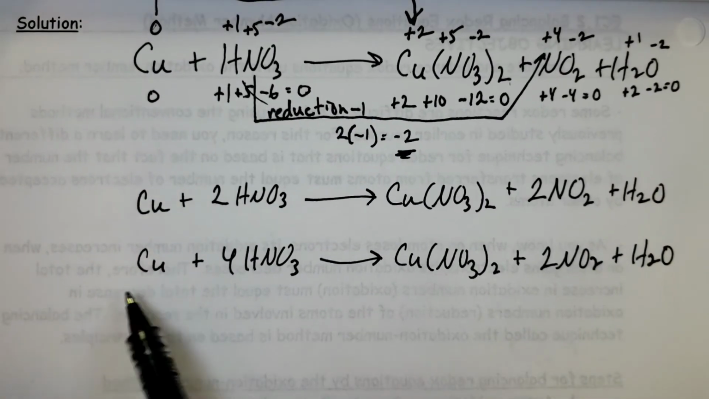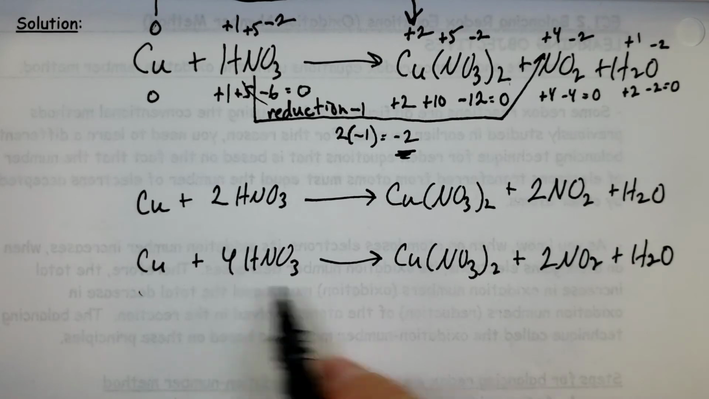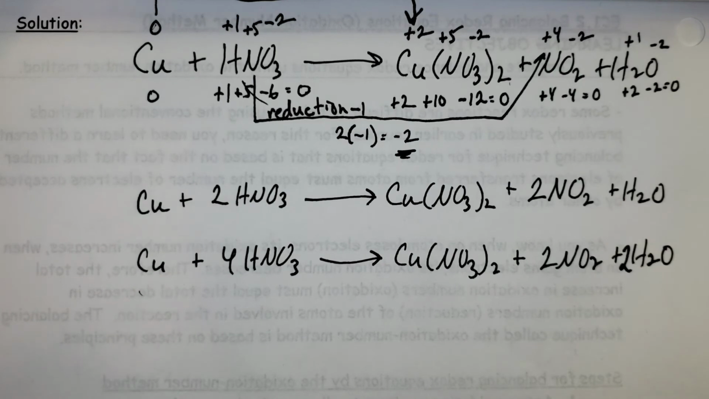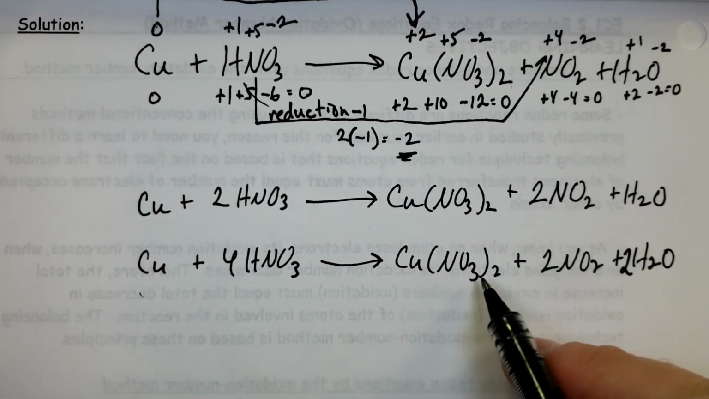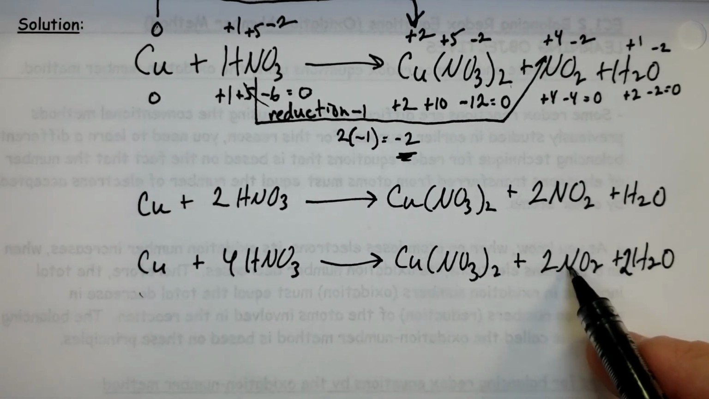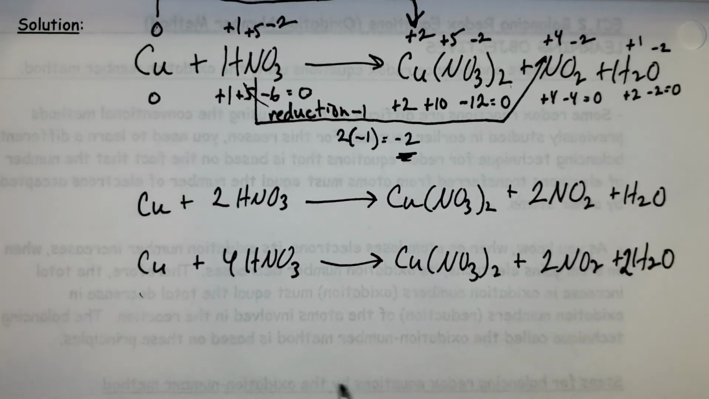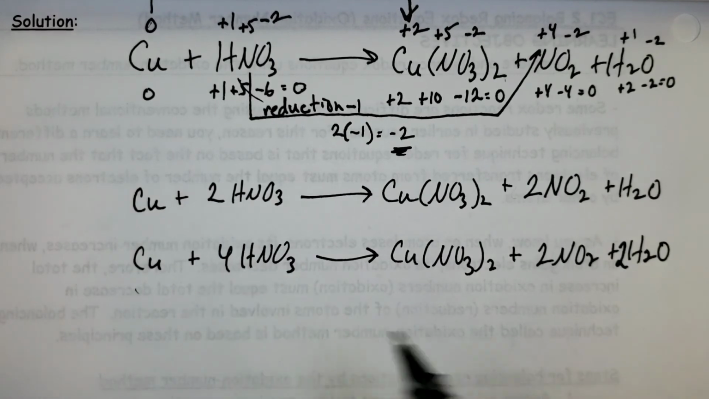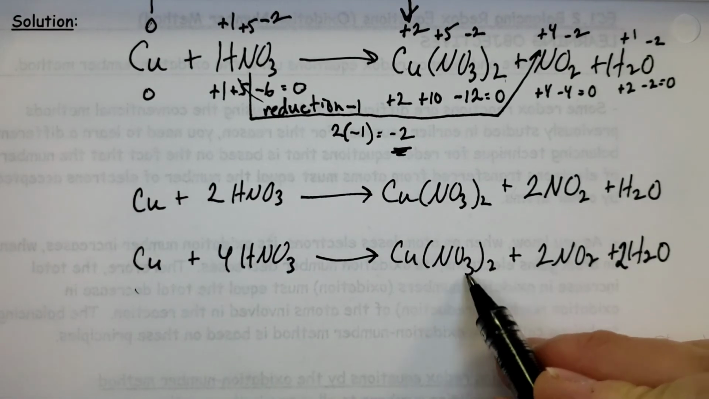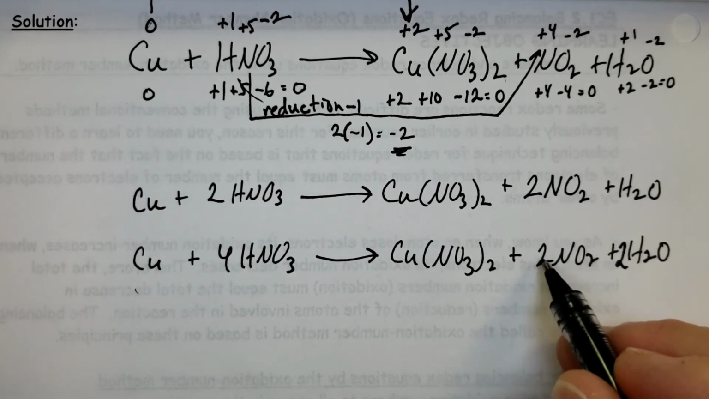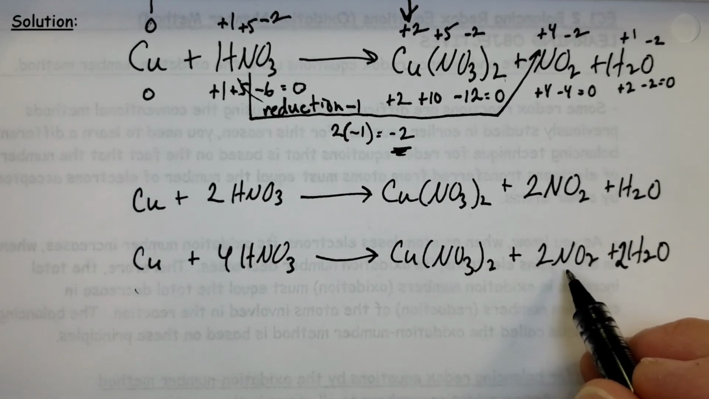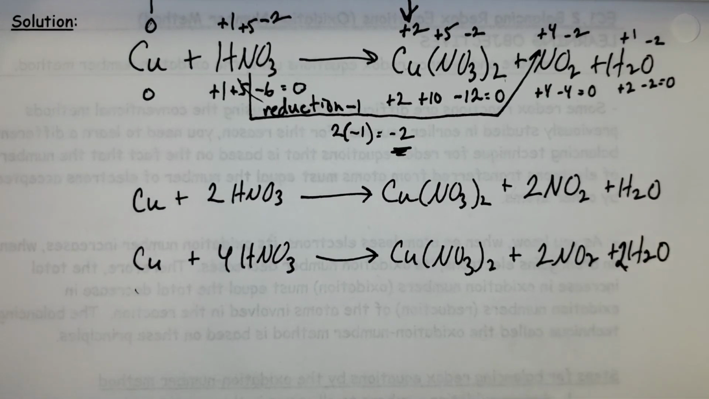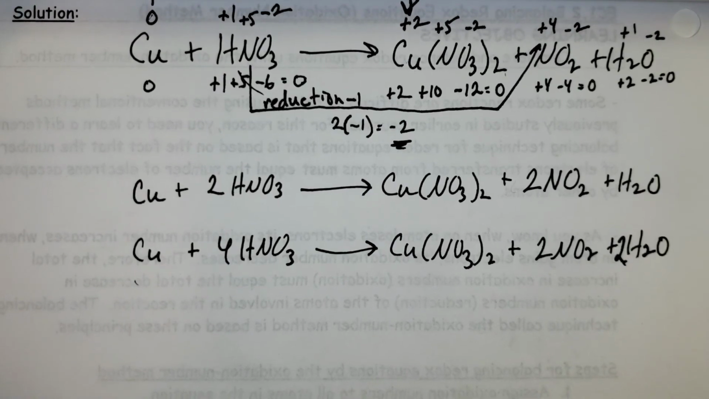So let's see what we got now. 1 copper, 4 H's. Oh, I'm going to have to make 4 H's here. Let's do that. 4 N's, 2 N's, 2 N's, 4 N's in total. And let's look at oxygens. Hopefully they work out here. Over here I have 4 times 3, which is 12 oxygens. Here I have 6 oxygens. Here I have 4 oxygens. 6 plus 4 is 10. And look at that. 2 times 2 oxygens there gives me 12. So there we go, we have it.